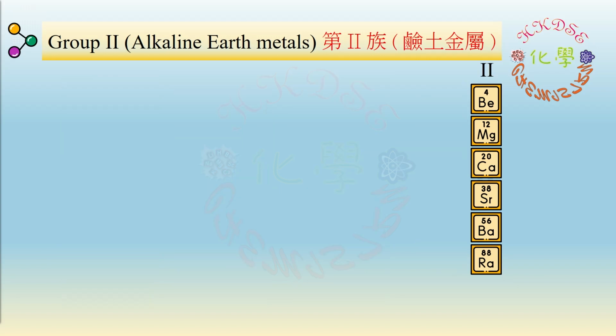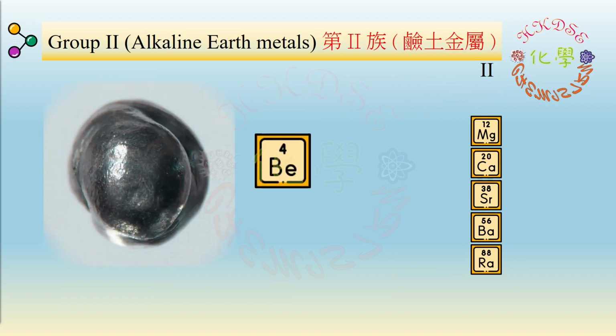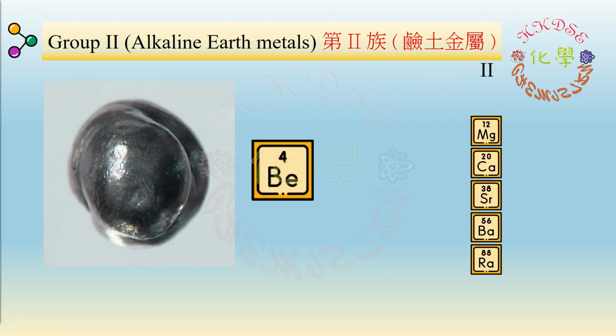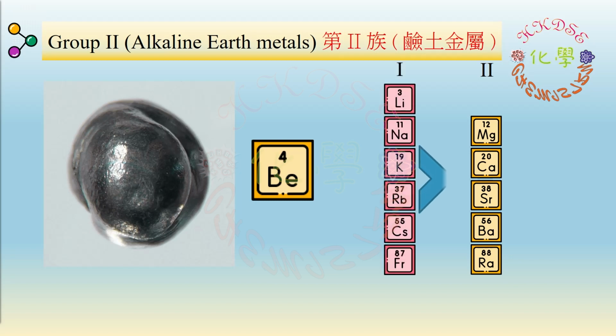All alkaline earth metals except beryllium react with water and give off hydrogen to form an alkaline solution. This reaction is less vigorous than with alkali metals, but it becomes more vigorous down the group.